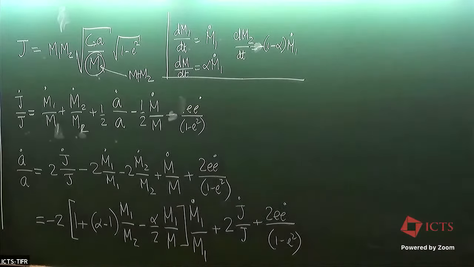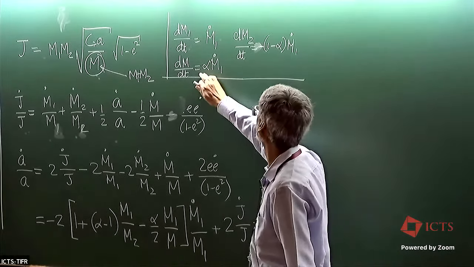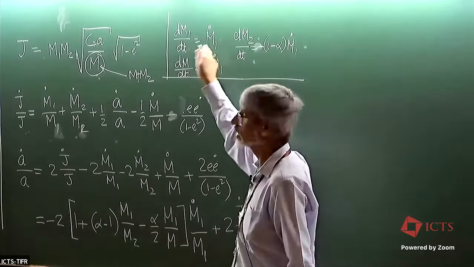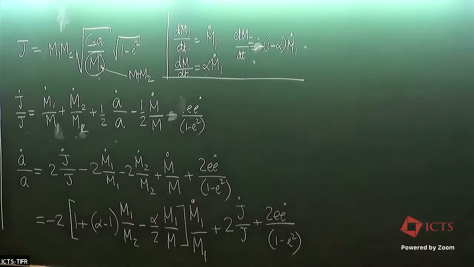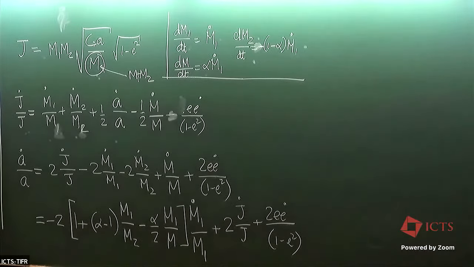So if alpha is 0, then the entire mass is going from M1 to M2. The quantity M1 plus M2 remains constant if alpha is 0. dM2 dt is minus M1 dot. dM1 dt is plus M1 dot. But M1 dot itself is a negative quantity. So one can use this general expression now to find what the orbital evolution is going to be for different combinations of alpha and M1, M2, etc.